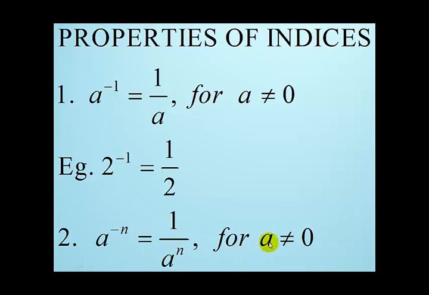This is for a is not equal to 0, because if a becomes equal to 0, 1 over a raised to the power n will cease to exist. So for 1 over a raised to the power n to exist, a must not be equal to 0.